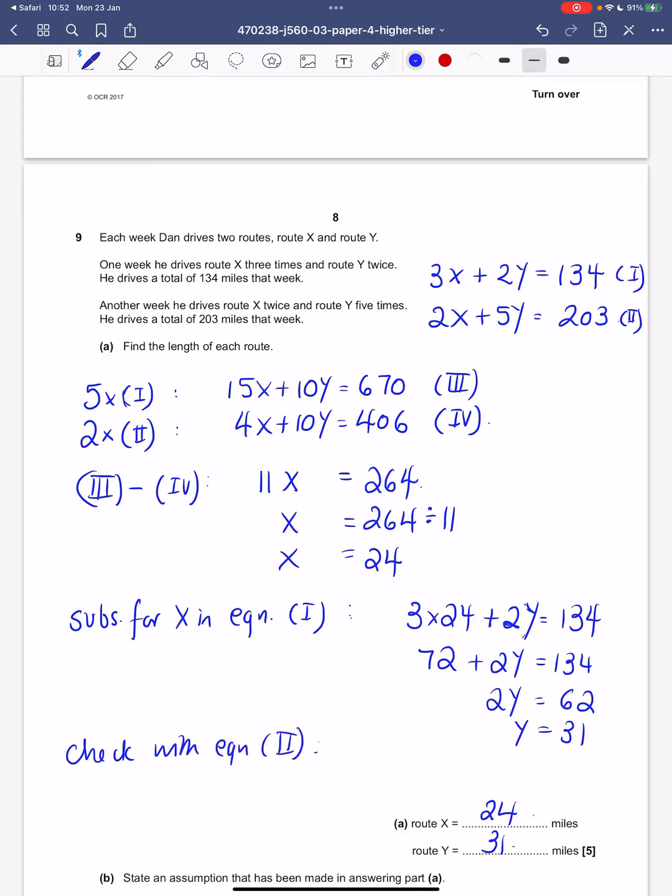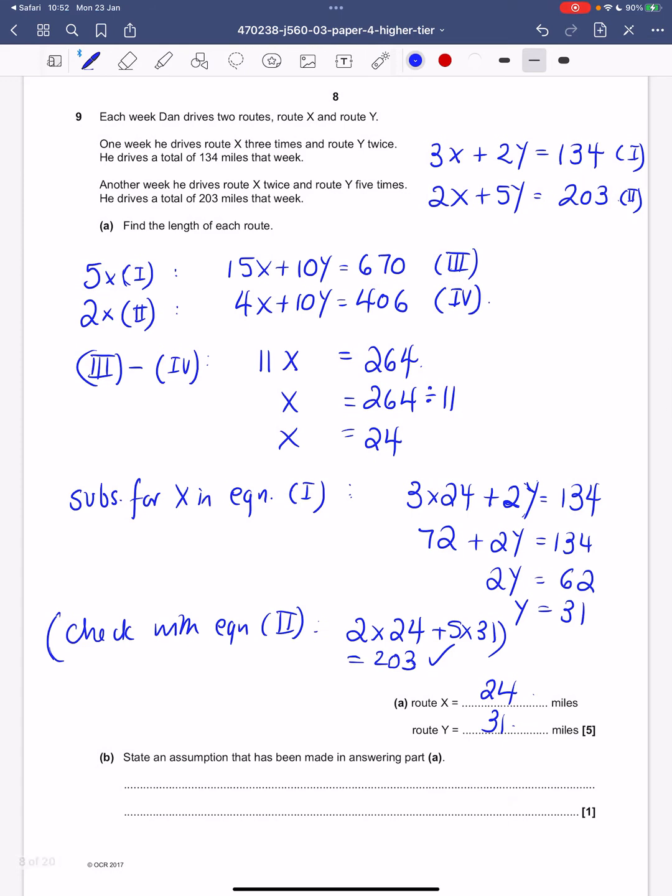And then I'll check with equation 2. 2 times our x plus 5 times our y has to be 203. So 2 times our x, which is 24, plus 5 times 31. 2 times 24 plus 5 times 31 equals 203, which is what we want it to be. So I'm happy. Okay.